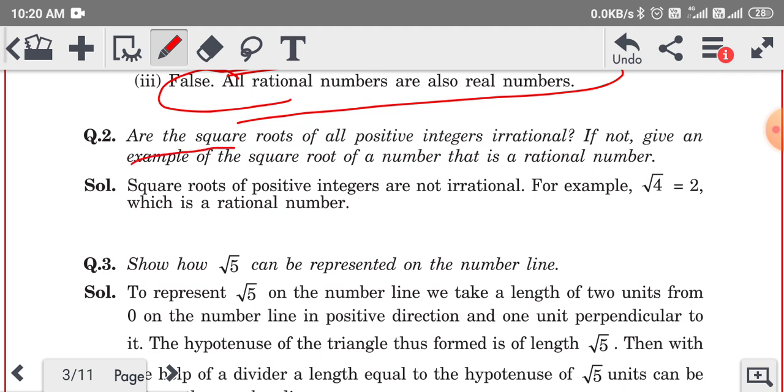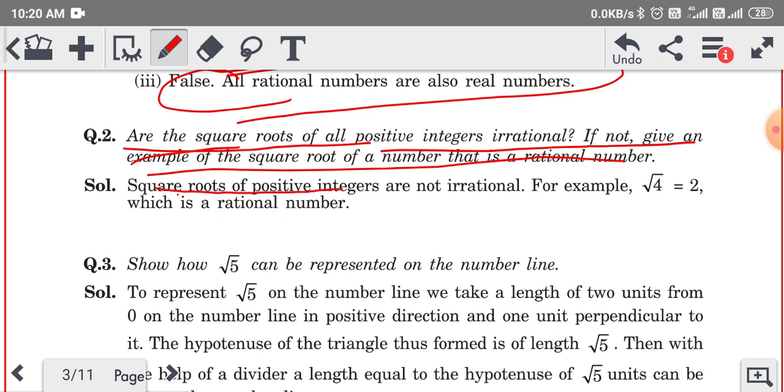Next: are the square roots of all positive integers irrational? If not, give an example of the square root of a number that is a rational number. The square roots of all positive integers are not irrational. For example, root of 4 is 2, which is a rational number.